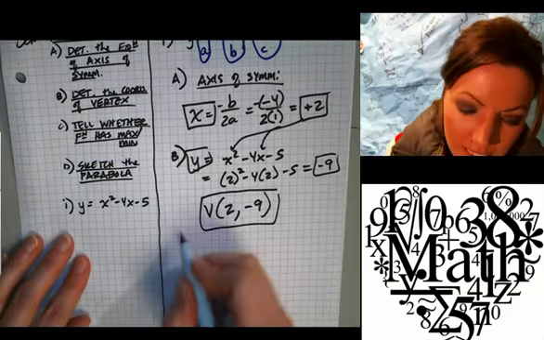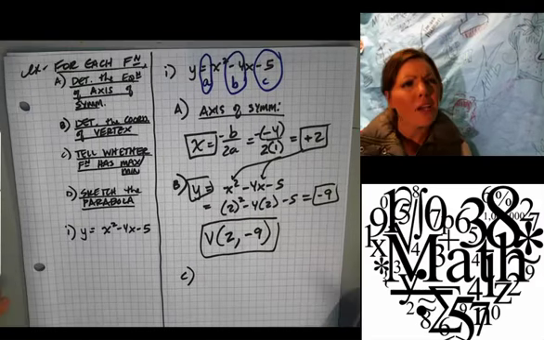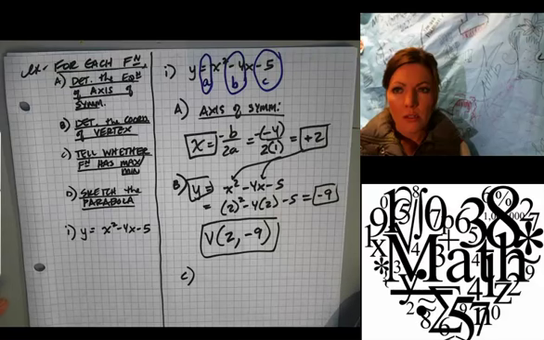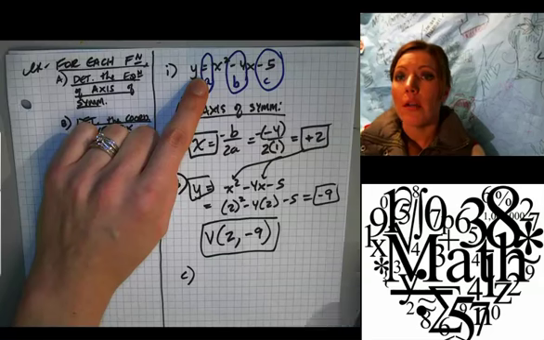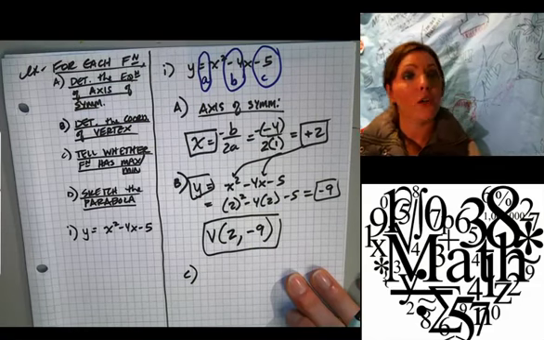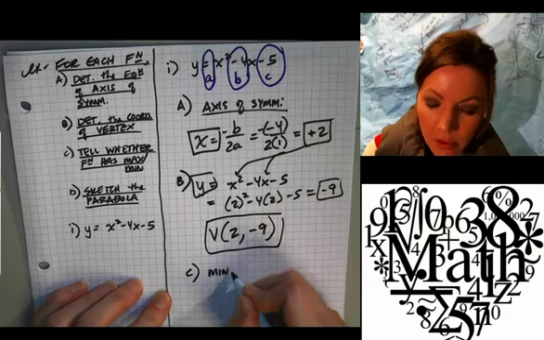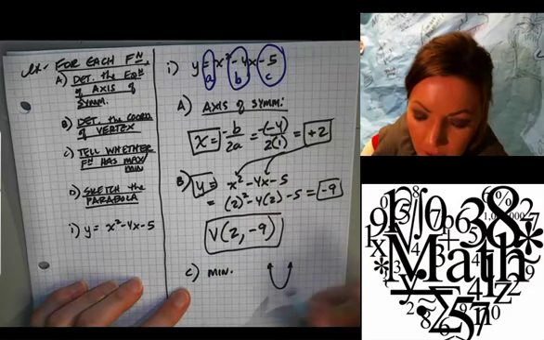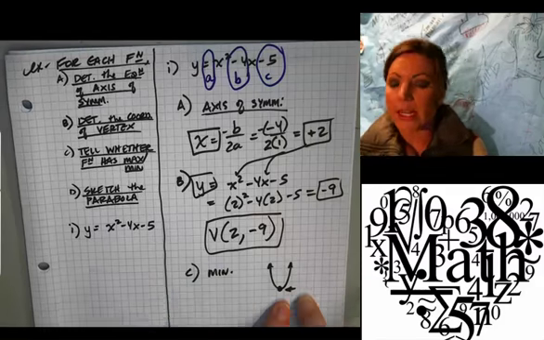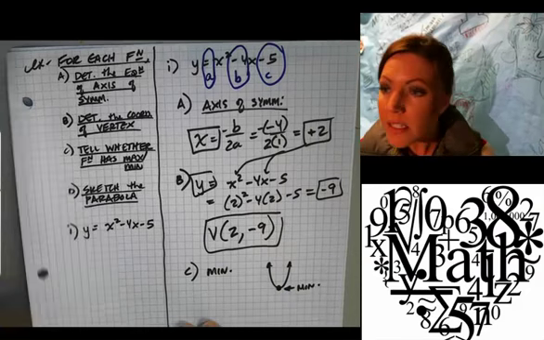Okay, part C. Tell whether the function has a maximum or a minimum. How do we figure that out again? Okay, so our A is a positive 1. Does that mean that the parabola opens up or down? Up, which means you have a very low point or a very high point? Low point. So this has a minimum. Again, it opens up like this, and that's the vertex, and that means it has a very low point, or a minimum. Okay, last piece is to sketch this.